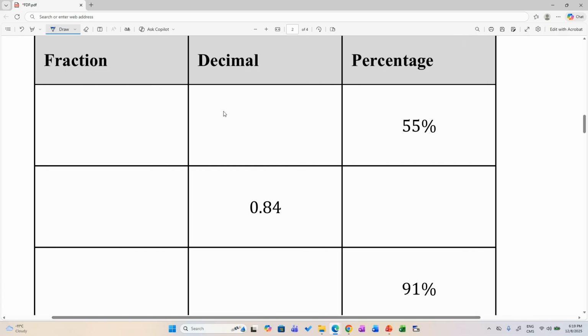55% as a decimal is simply going to be 0.55. As a fraction, I got 55 over 100. 0.84 is going to be 84 over 100 because my smallest place value is in the hundreds place. As a percent, just 84% because I'm just moving the decimal 2 places to the right and adding a percent symbol.